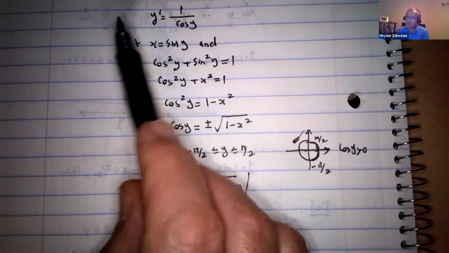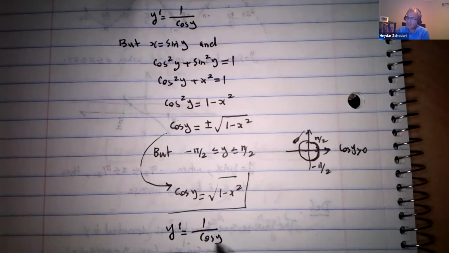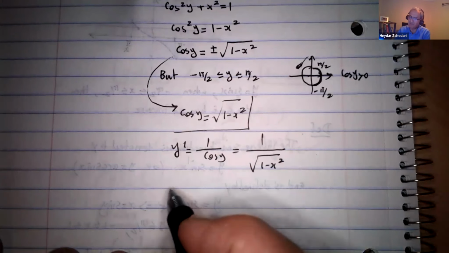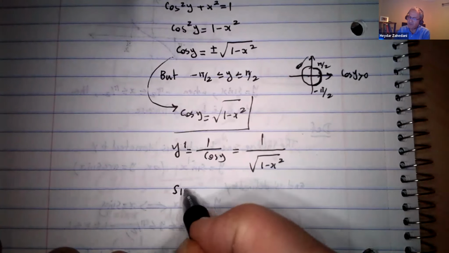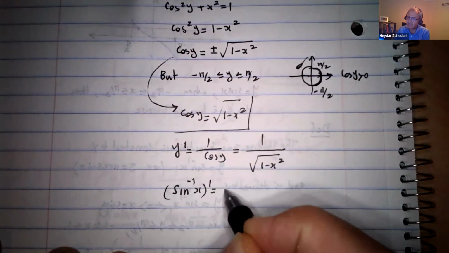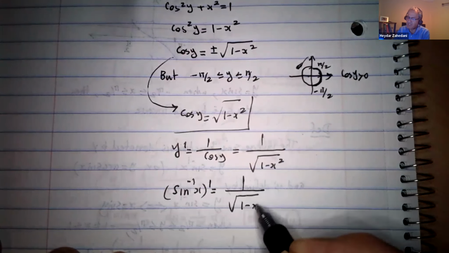So, the y prime was 1 over cosine of y. So it's going to be 1 over the square root of 1 minus x squared. But remember, y was sine inverse. So you prove a very important formula: the derivative of the sine inverse is 1 over the square root of 1 minus x squared.